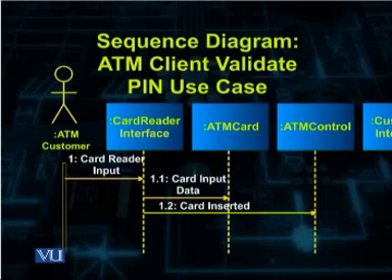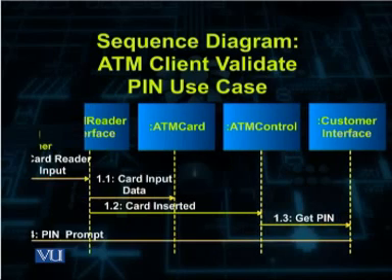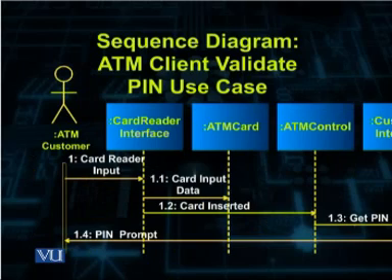The ATM control then sends a message to the customer interface object to get the PIN for that customer. And as you can see, the customer interface object sends a message back to the ATM customer, and you can see that the direction of the flow of events has changed towards the ATM customer. That's the arc here. The message is titled PIN prompt, that is, the customer has been asked to provide the personal identification number.